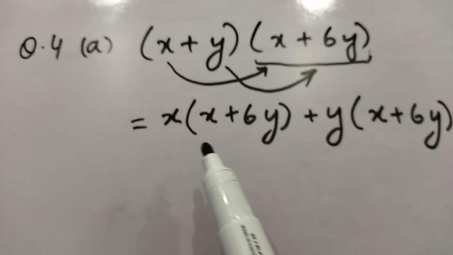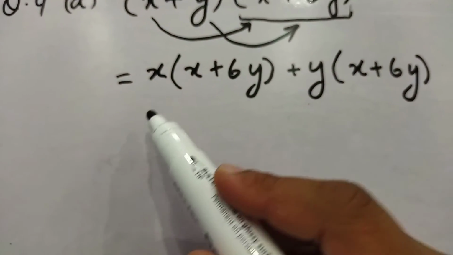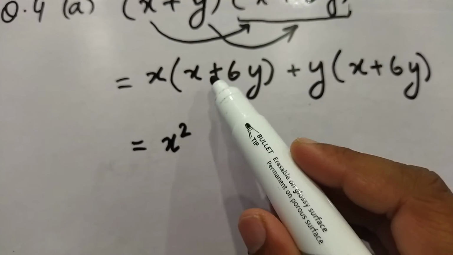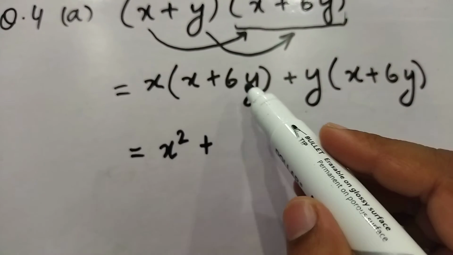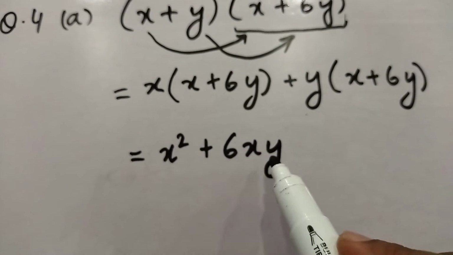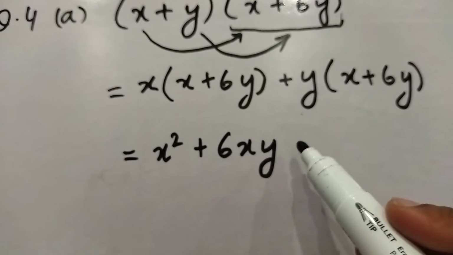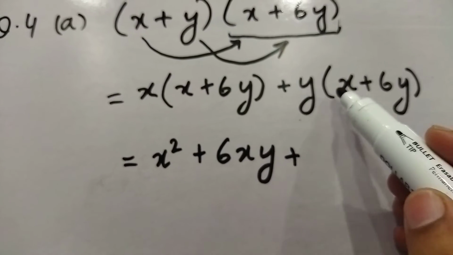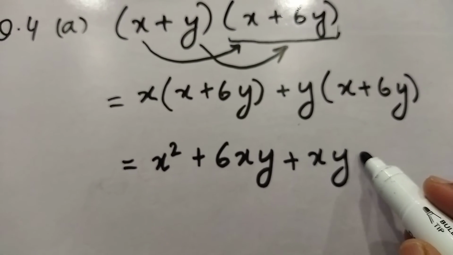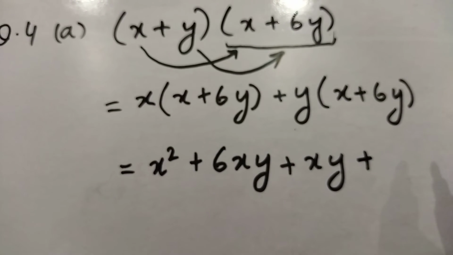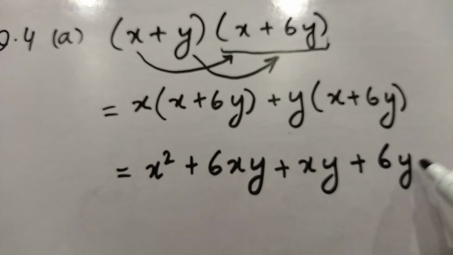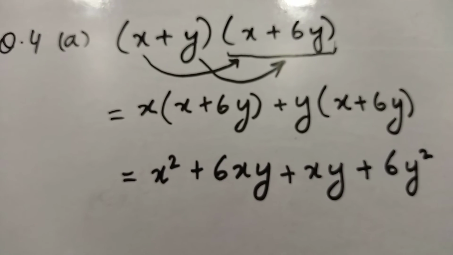Now it's easy for us to solve this one because x into x is x square, then plus x into 6y is 6xy. Bracket solved. Then the other one, plus y into x is xy. Again, we have both of the terms in plus sign, so we're going to write plus over here. y into 6y is 6y square. So this is the expanded form.